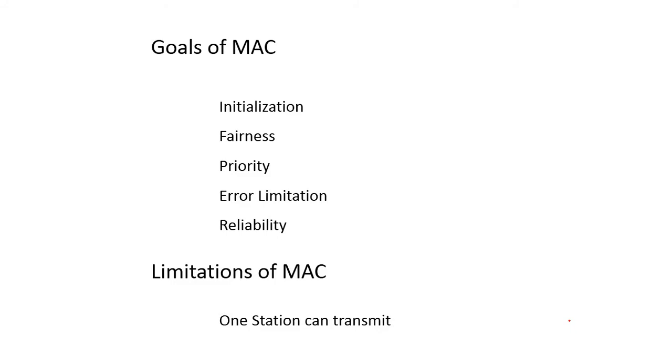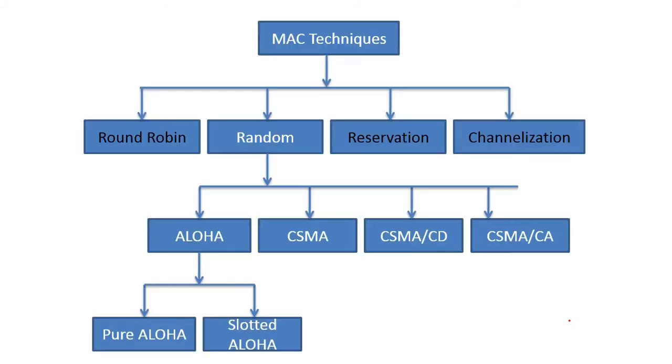Error limitation: whatever errors occur during the communication, we need to minimize them. And after all, whenever we minimize the errors, we will definitely get a reliable connection. The limitation of MAC is that only one station can transmit, because more than one station cannot transmit in parallel. Whenever we use a shared medium, the limitation of the shared medium is that only one station can transmit. So that is the limitation of medium access control.